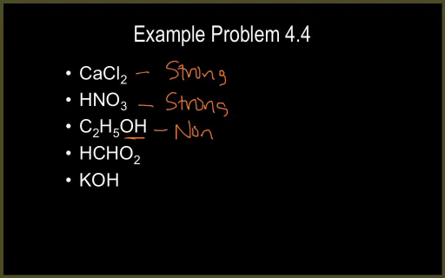Next one, HCHO2, this is actually formic acid. This is an organic acid. One way to recognize these weaker acids, aside from the ones that we already know, is that if it starts with an H and it's not water, then it's almost always classified as an acid. So this particular one is formic acid. That would make it a weak electrolyte because it's a weak acid. And then finally, KOH, potassium hydroxide, that's a strong base, so that would be a strong electrolyte.